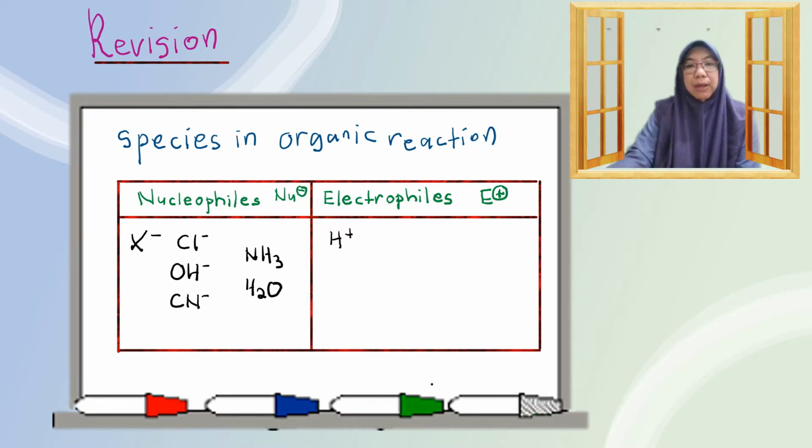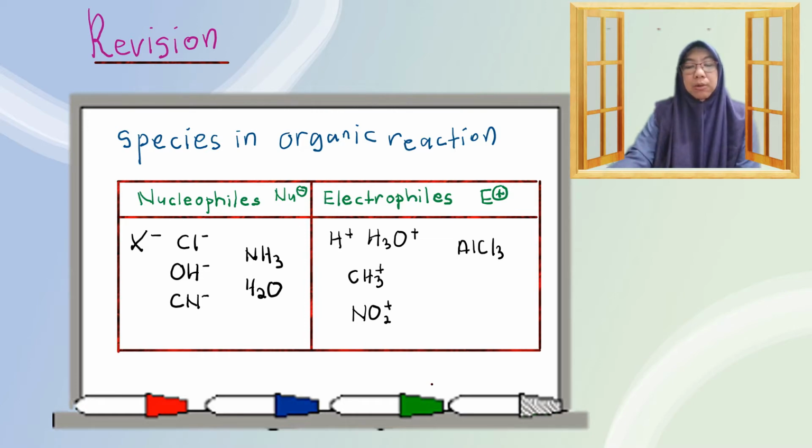For electrophile, which is electron loving, it must be positive. Example is H plus. Also hydroxonium ion is the same thing. Another example of electrophile is CH3 plus, and we also have nitronium ion, which is NO2 plus.